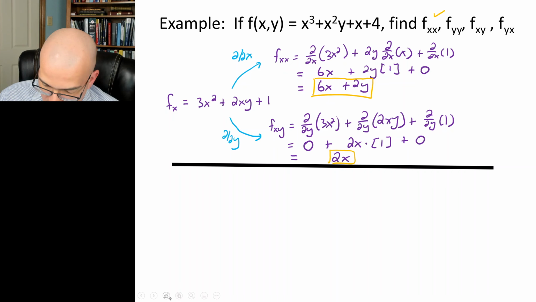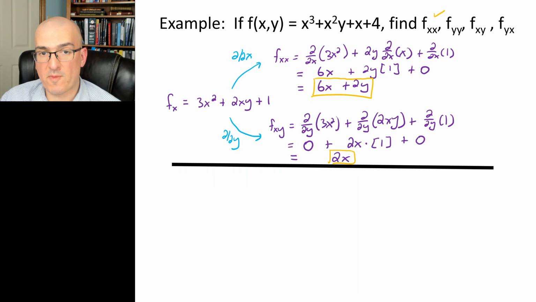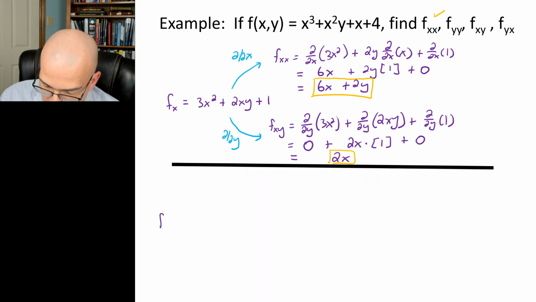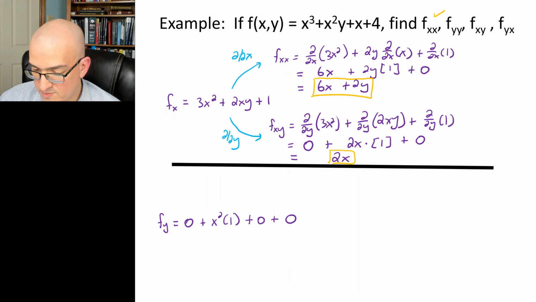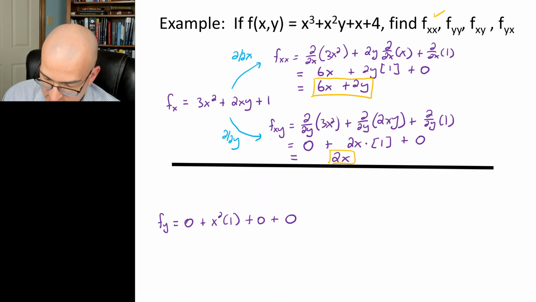That was f_xy. Now we're going to start the second branch. We're going to start with the y derivative. Go back to the very beginning, take the y derivative of that expression. So 0 for the first part, plus x squared times 1, plus 0 plus 0, treating x as a constant. So that's going to be just x squared. And then we can take the x derivative of that, and then we can take the y derivative of that.